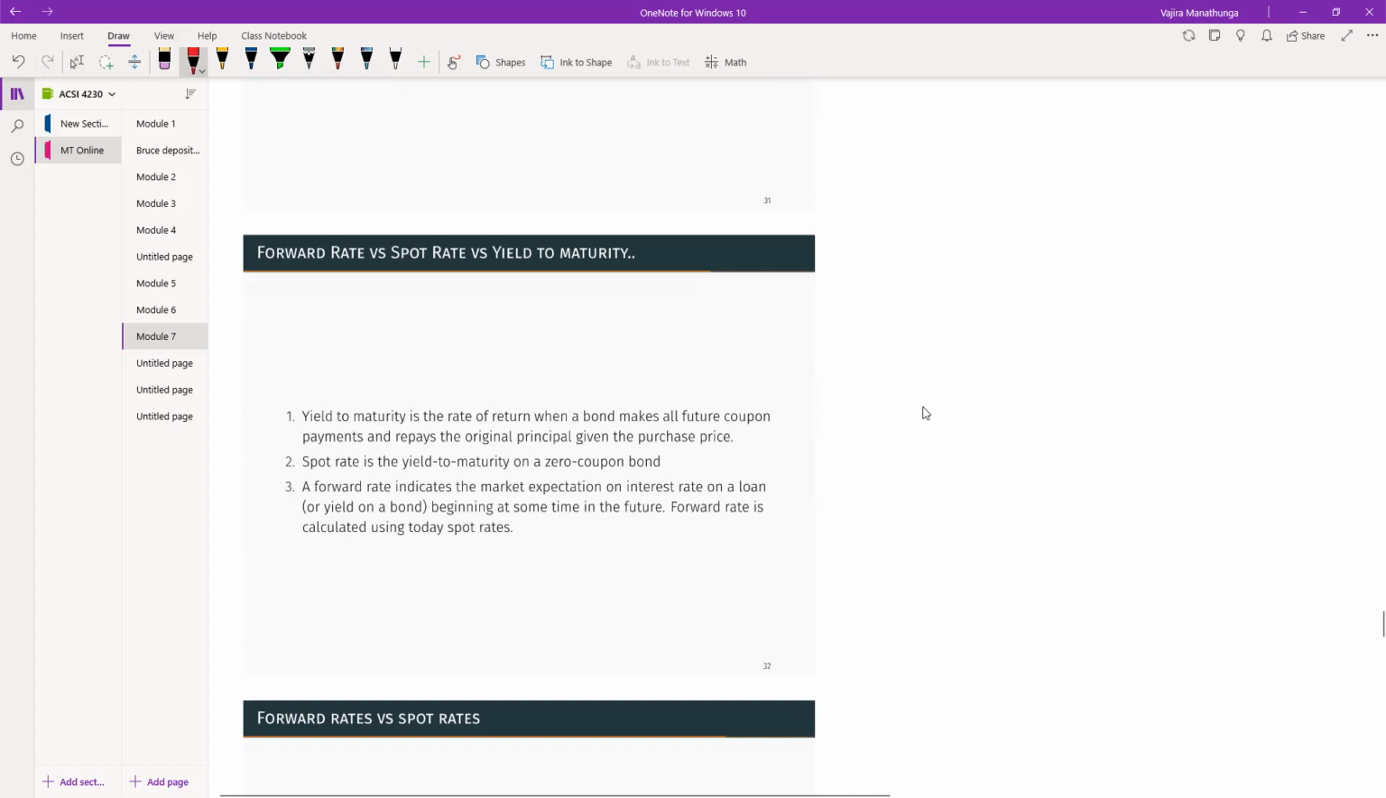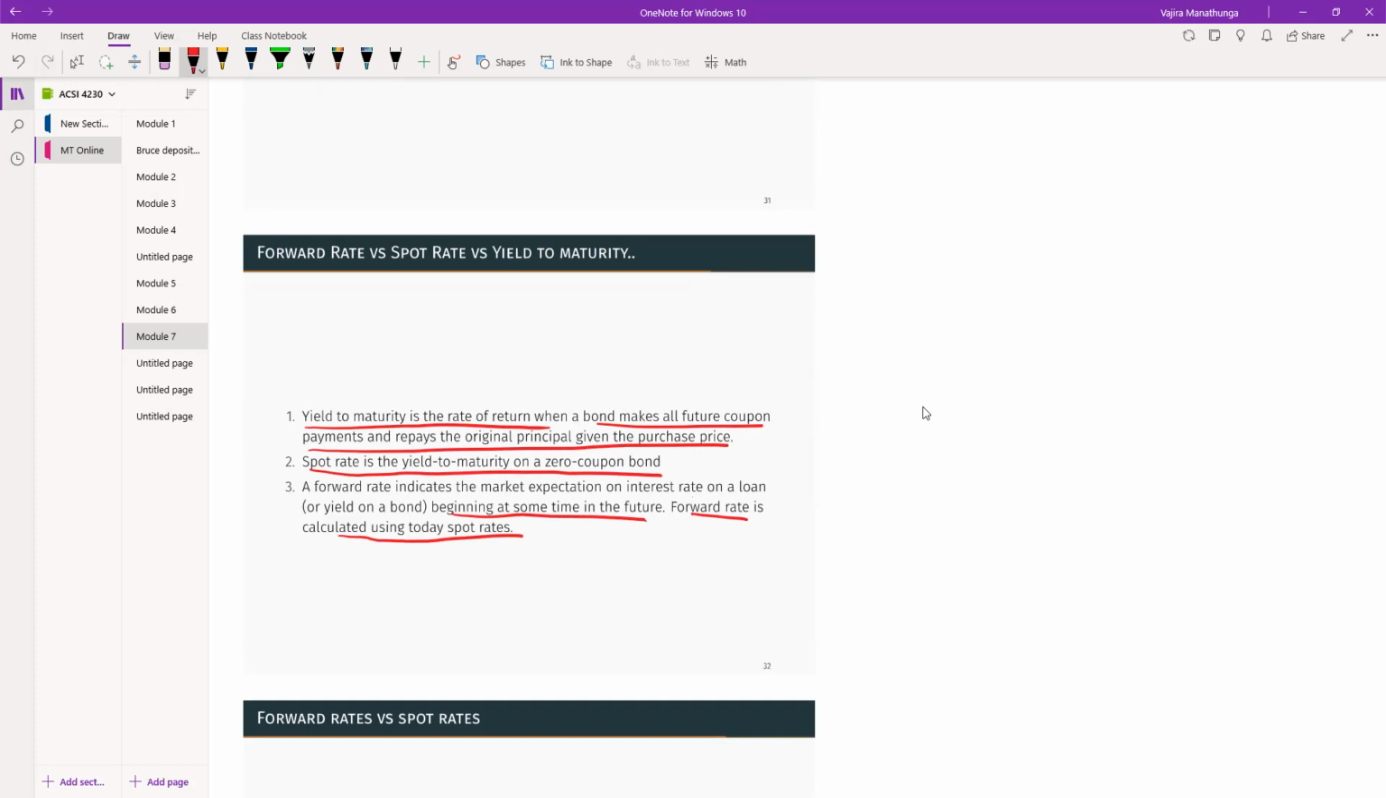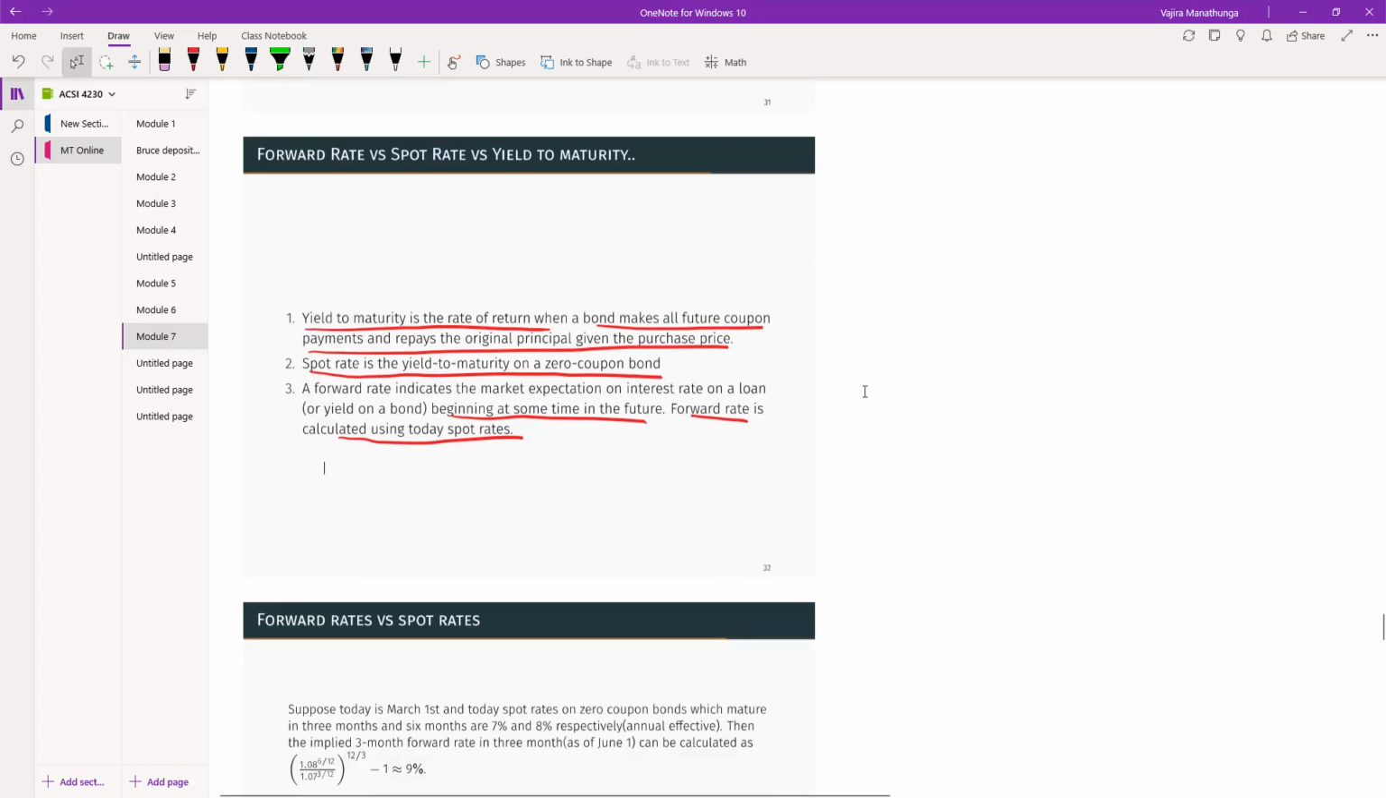So here is the difference. Yield to maturity is the rate of return when a bond makes all future coupon payments and repays the original principal, given the purchase price. Basically you set the price equal to the present value of all future cash flows, and that rate is called the yield to maturity. The spot rate is the yield to maturity on a zero coupon bond. Forward rate indicates the market expectation on the interest rate on a loan beginning at some time in the future. Forward rate is calculated using today's spot rate, so it depends on that day.